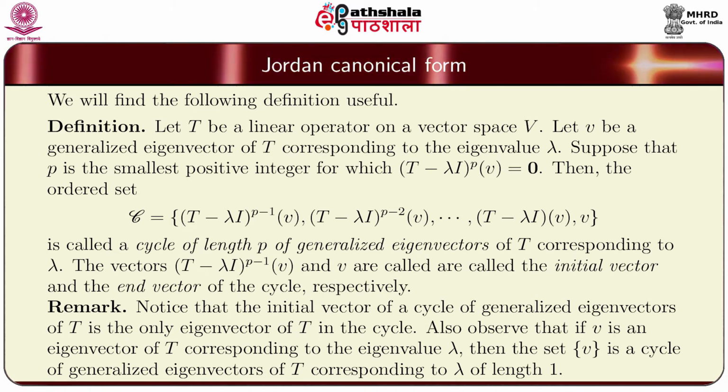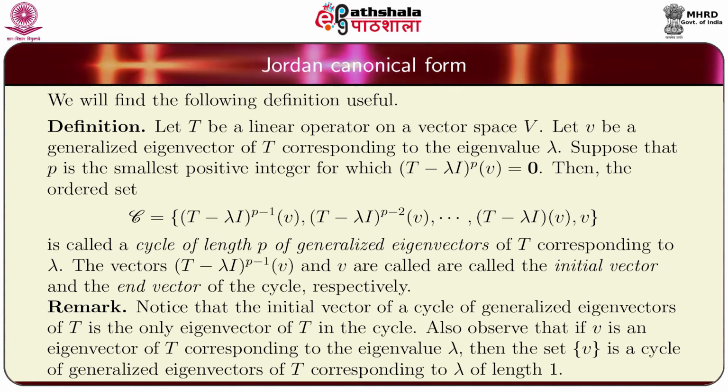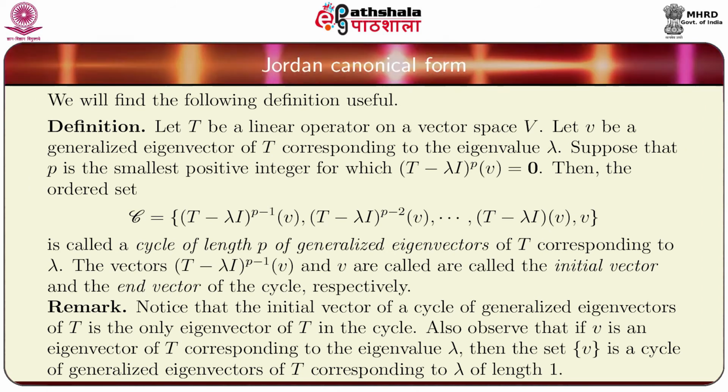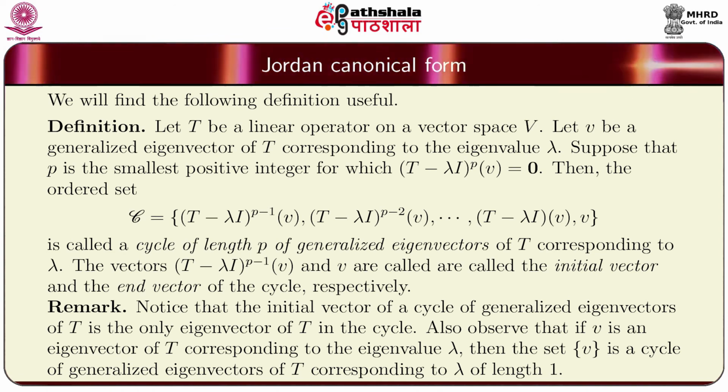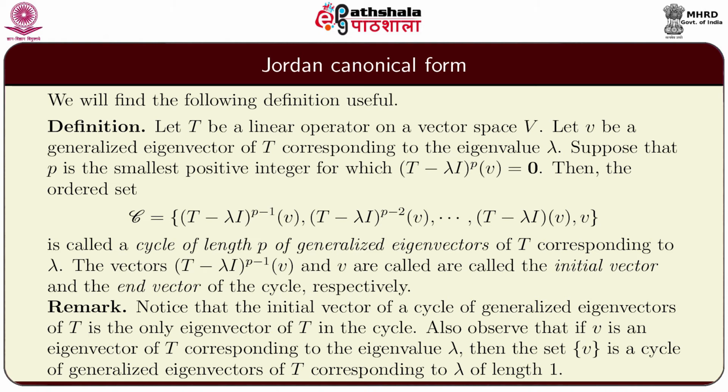The vector (T minus lambda I) raised to p minus 1 of v is called the initial vector and the vector v is called the end vector of the cycle. A remark, notice that the initial vector of a cycle is the only eigenvector of T in this cycle. Also observe that if v is an eigenvector of T corresponding to the eigenvalue lambda, then the set singleton v is a cycle of generalized eigenvectors of T of length 1.